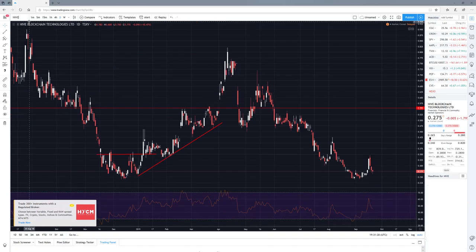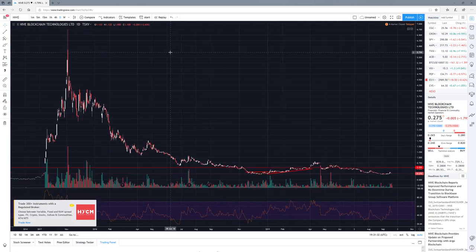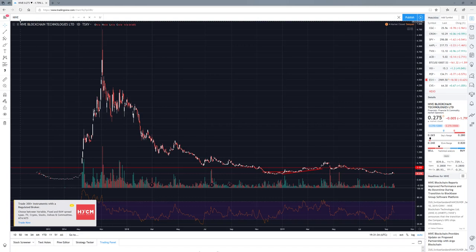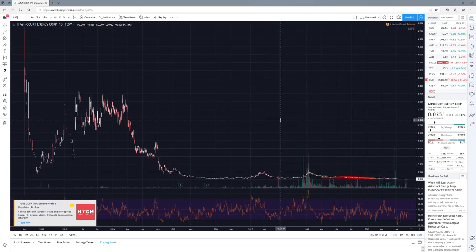Hive, some more shitters. Look at that chart. Just fucking sell the rips when you're caught. Use this fucking stop loss mainly. AZ. Disgusting.